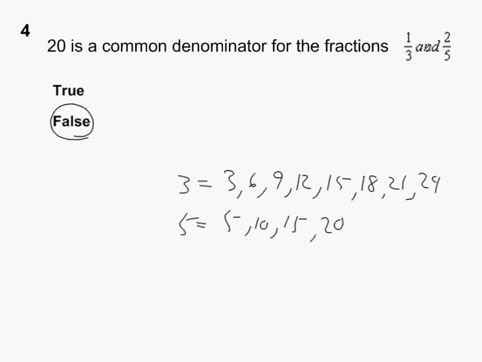Another way I could have done it was, I know that in order for 20 to have 3 as a factor or to be a multiple of 3, its digits would have to add up to a multiple of 3, and 2 plus 0 is 2, so it doesn't have 3 as a factor, which means it's not a multiple of 3 as well.